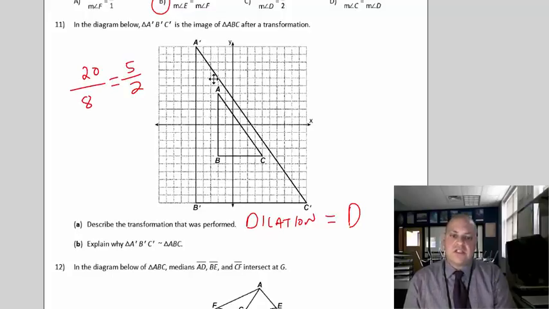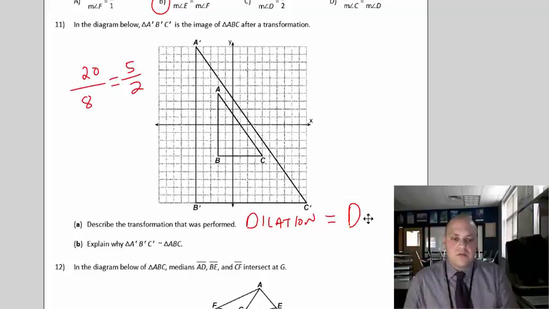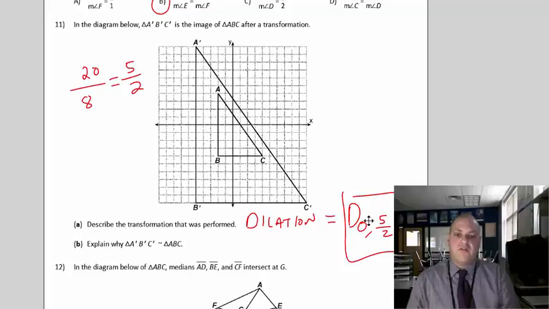Okay, so as long as you could tell the comparison of the two, all right, it's a 5 to 2 dilation. And that's about the origin, all right? So we can say origin, 5, 2. All right, so dilation about the origin of 5 halves. And again, I just counted those.